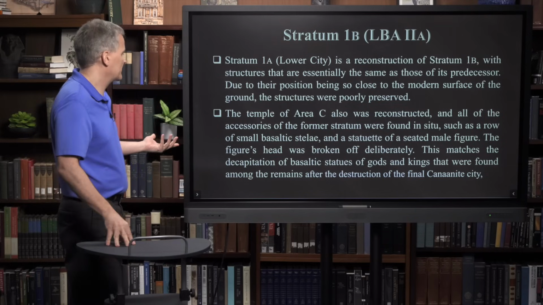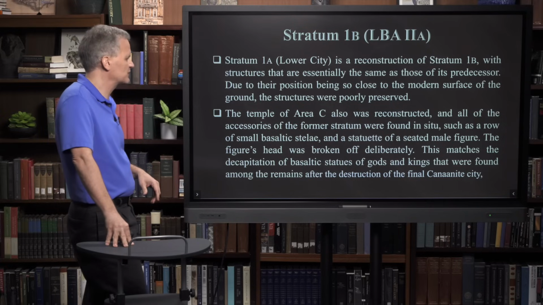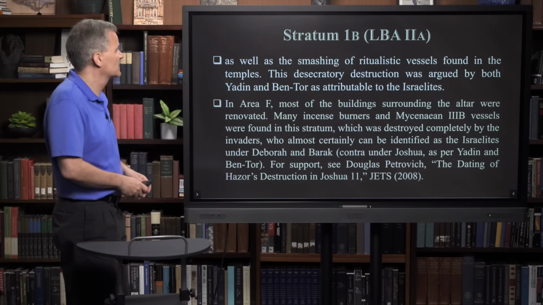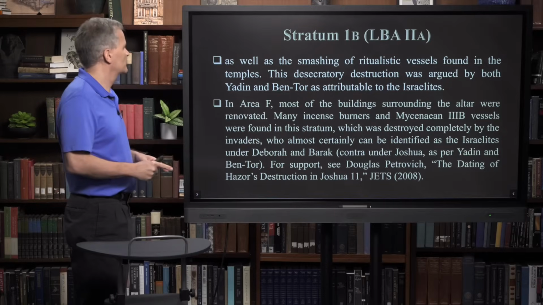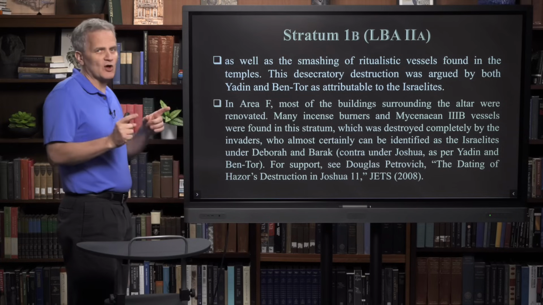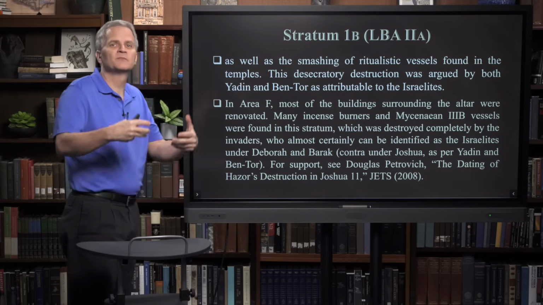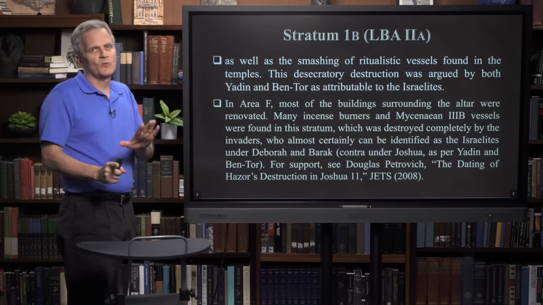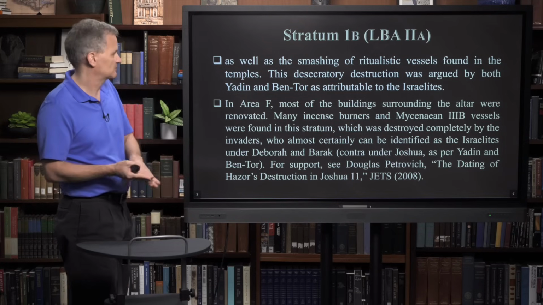This matches the decapitation of basaltic statues of gods and kings that were found among the remains after the destruction of the final Canaanite city, as well as the smashing of ritualistic vessels found in the temples. This desecratory destruction was argued by both Yadin and Ben-Tor as attributed to the Israelites. So the final Canaanite city's destruction is connected by the excavators to the Israelites. I agree completely, but I disagree with their suggestion that it was Joshua who's responsible for this destruction.